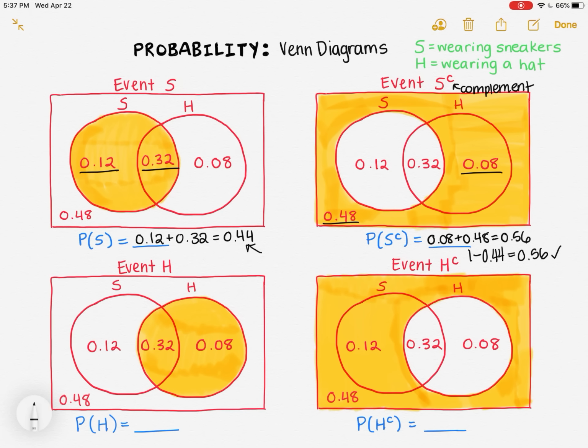Next, we're focusing on event H, which is wearing a hat. So the probability of wearing a hat is going to be the probability of wearing only a hat plus the probability of wearing a hat and sneakers. So 0.32 plus 0.08 gives me 0.40, the probability of wearing a hat.